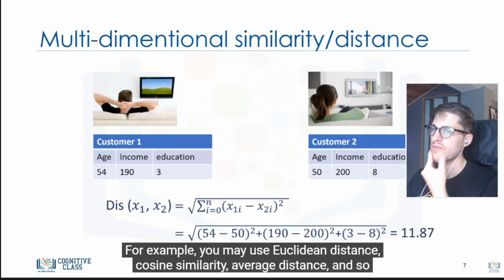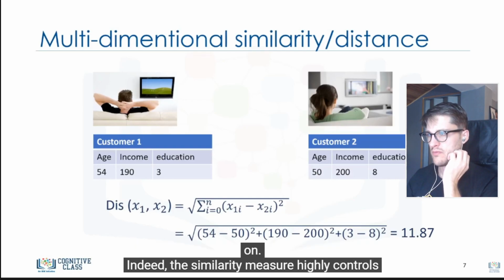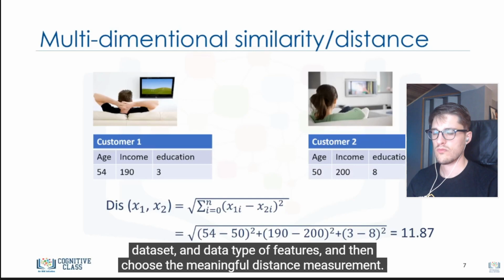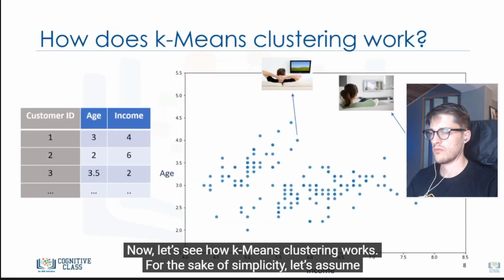For example, you may use Euclidean distance, cosine similarity, average distance, and so on. Indeed, the similarity measure highly controls how the clusters are formed, so it is recommended to understand the domain knowledge of your dataset and data type of features, and then choose the meaningful distance measurement. Now, let's see how k-means clustering works.